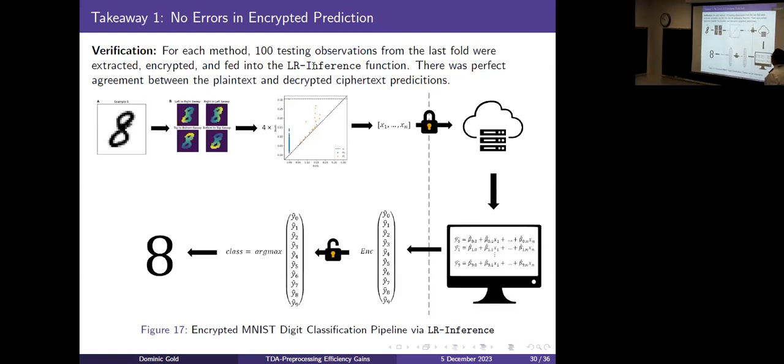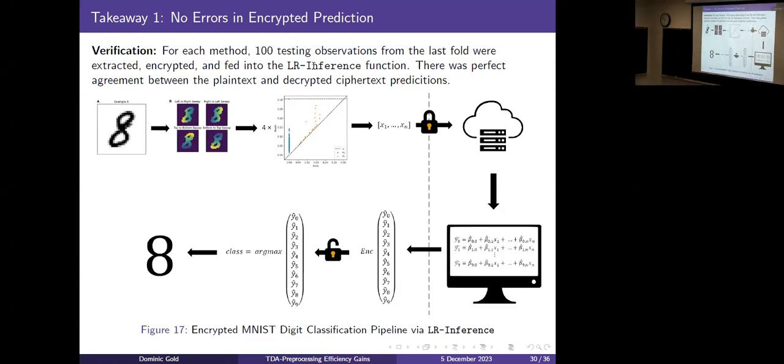For each of the methods, 100 testing observations from the very last fold were extracted, encrypted, and fed into the LR inference function. And after decrypting those answers, the first major thing we found is that there are no errors in the encrypted prediction, right? After decrypting the encrypted results and taking the argmax, everything predicted correctly. There were no discrepancies. If it was predicted as an 8 in the plain text, it was an 8 in the ciphertext. No errors at all. So that was our first major takeaway from this.